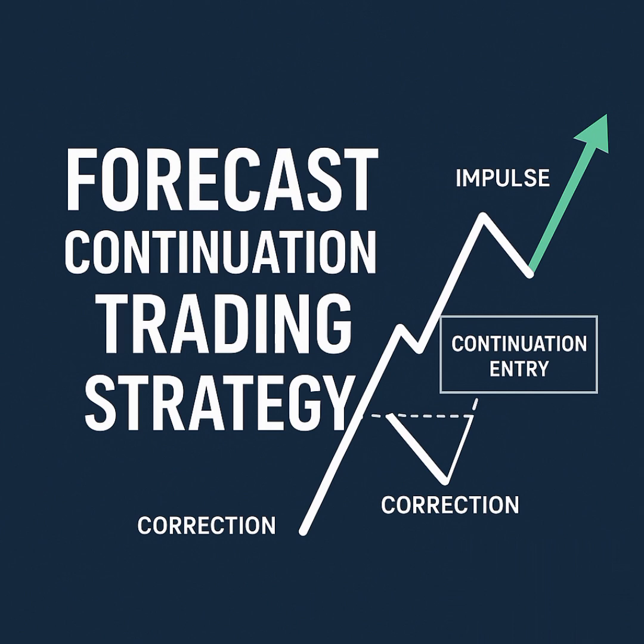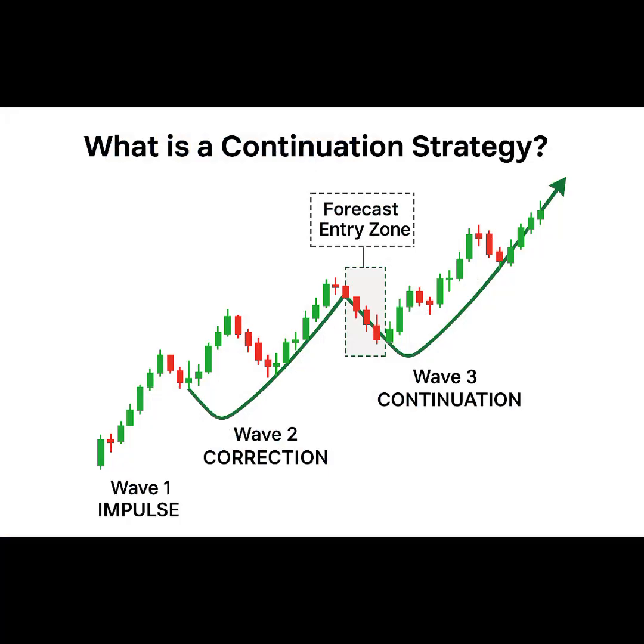Let's begin. A continuation strategy is based on the principle that price trends tend to continue rather than reverse. It assumes that once a trend has formed, it's more likely to keep going in the same direction, unless major market signals suggest otherwise. The goal is to forecast where the next wave will begin after a pullback. You're not chasing the price. Instead, you're planning to enter during the pause, just before the next push.